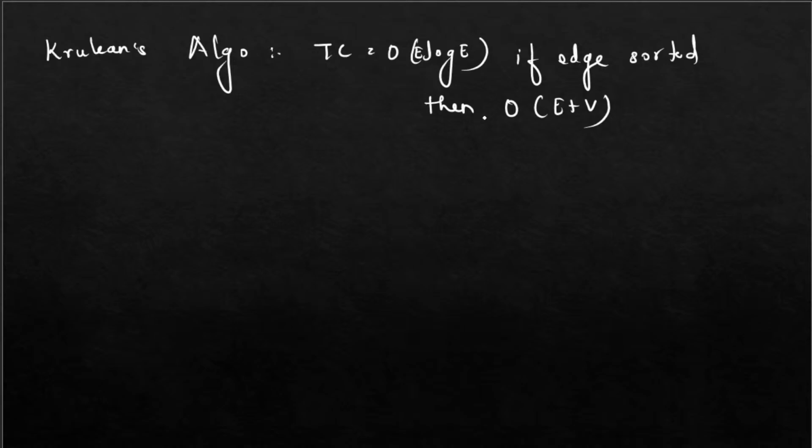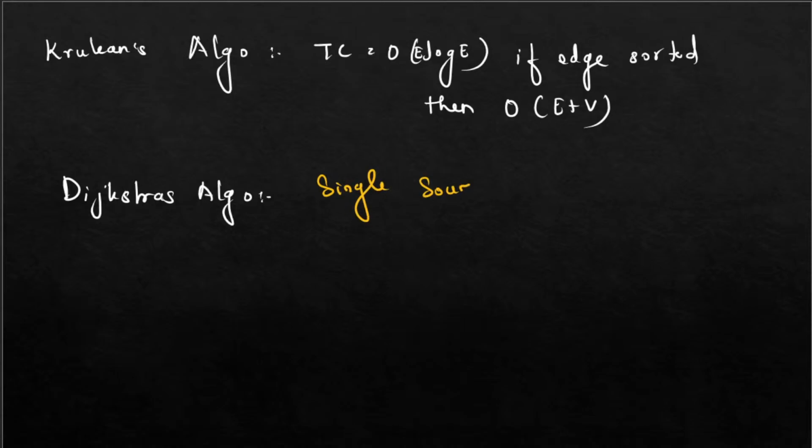Now let's talk about Dijkstra's algorithm. So let's see the time complexity, how it will be. You all know that this is a single source shortest path. Okay, I'm writing, this is for single source shortest path.